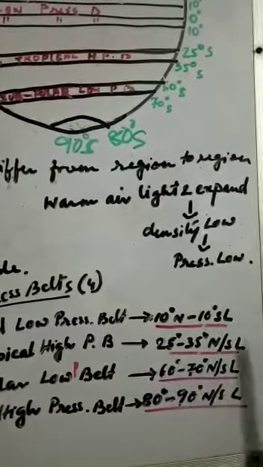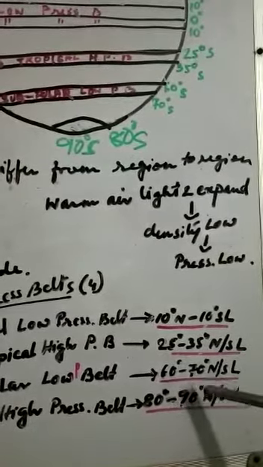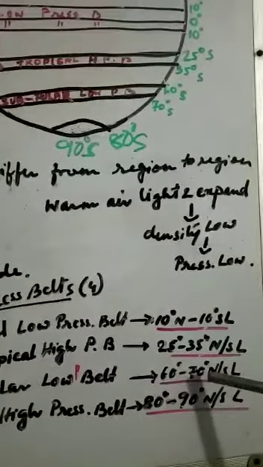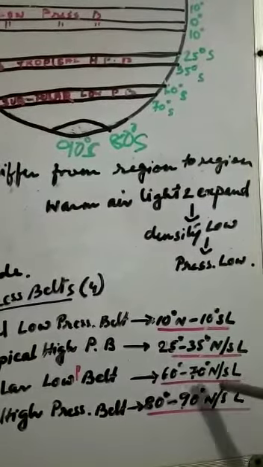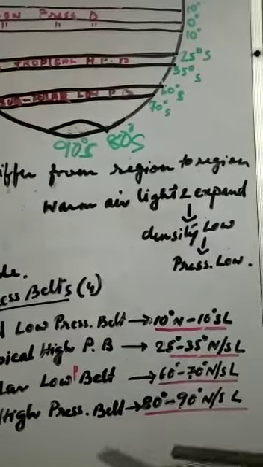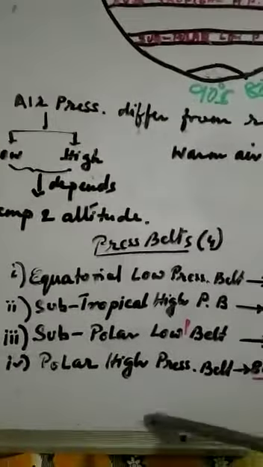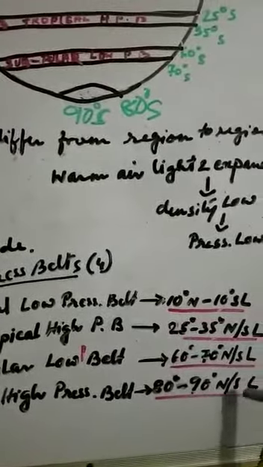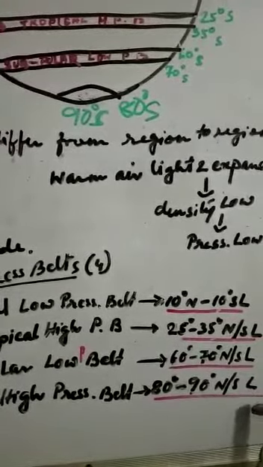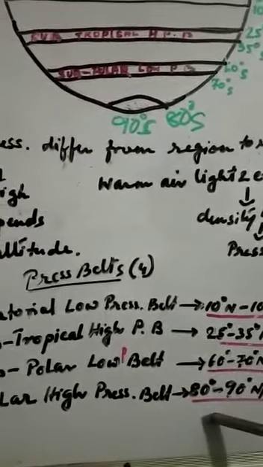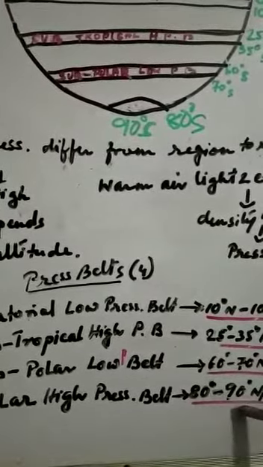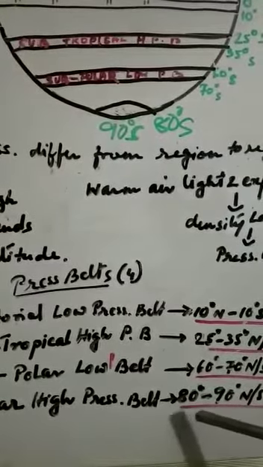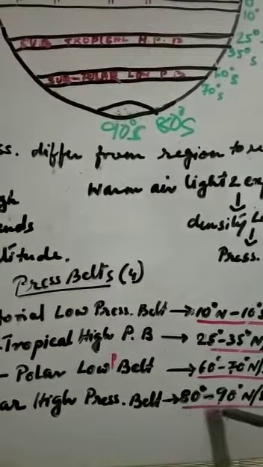I have written together because of less space. That means in the same manner, in the northern hemisphere, this lies from 60 to 70 degree latitude, and in the southern hemisphere, it lies between 60 to 70 degree south latitude. The last one is the polar high pressure belt. Now this lies from 80 degree to 90 degree north and south latitude. That means in the southern hemisphere, it lies between 80 degree south to 90 degree south latitude, and in the northern hemisphere it lies between 80 degree north to 90 degree north latitude.